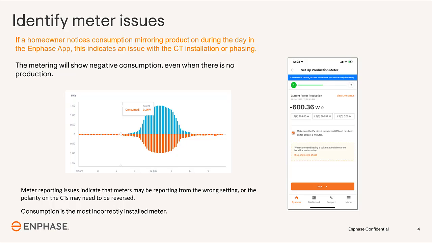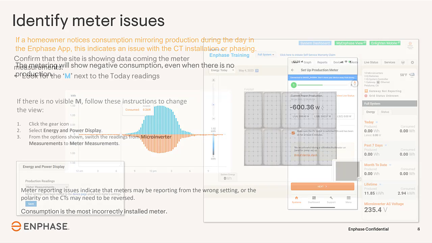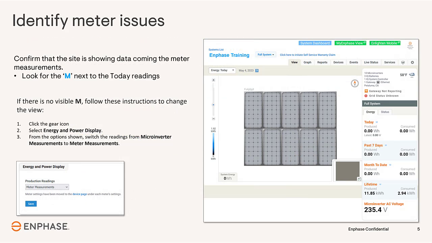Remotely, you can utilize the installer portal and evaluate the CTs and determine if they're correct or not. Using the installer portal, navigate to the site in question. Then verify that the system is showing data using meter measurements and not microinverter measurements. Look for the blue M to the right of the Today readings. With the M present, meter measurements are being displayed. If the M is not present, you'll need to change the setting.